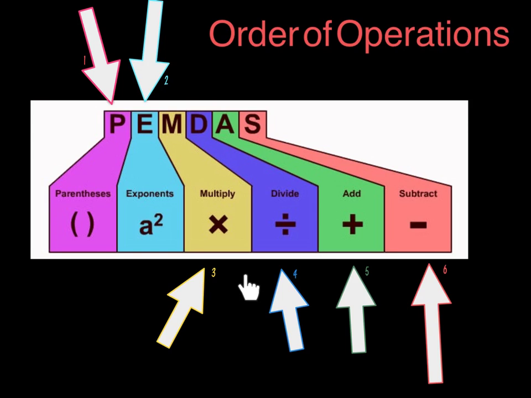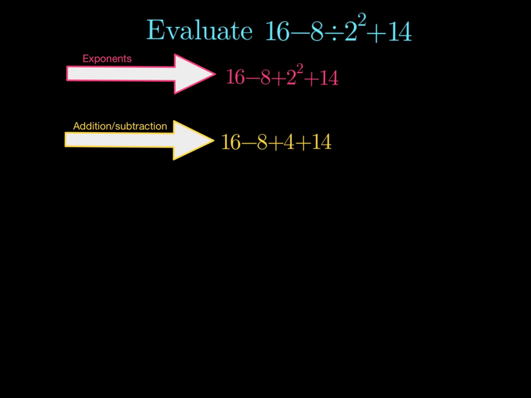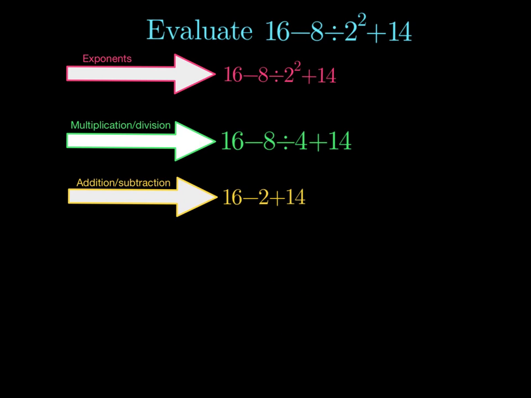I know that sounds like a lot, and it's not really easy when put into words, so let's try some examples. Here we have a problem. It says evaluate 16 minus 8 divided by 2 to the 2nd power plus 14. Some people would want to solve this from left to right, but that's not the right way to do it. The right way to do it is by using the order of operations. And so we need to use PEMDAS.